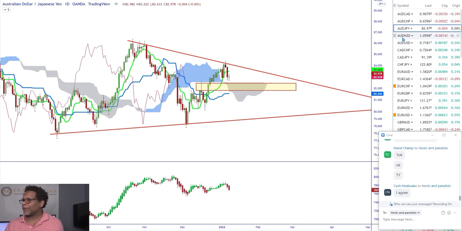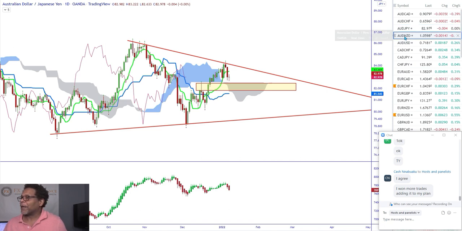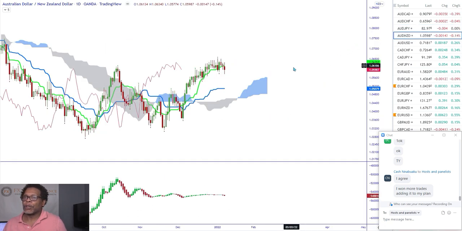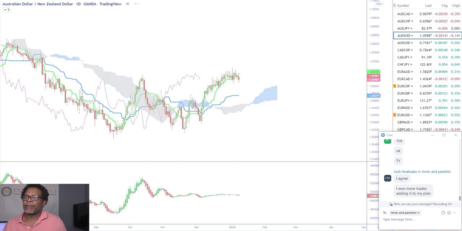So let's move on. We've only gotten 3 pairs done in however long, almost an hour. My gosh, man, we got some work to do. All right, so we're looking at Aussie New Zealand dollar on the weekly time frame.